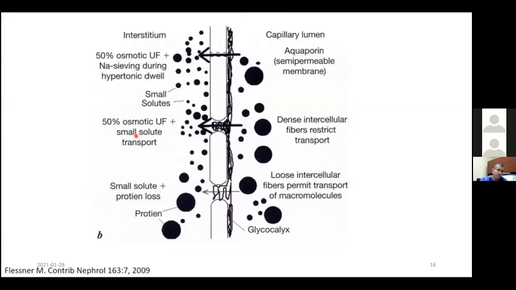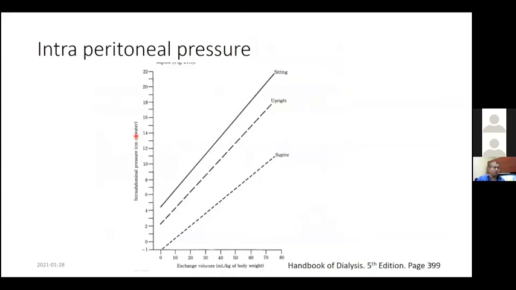Now, this is a graph which shows the pressure in the belly, the intraperitoneal pressure. As you can see, on the x-axis is the exchange volume, mL per kg of body weight, which is especially important for the pediatric age group, where we use 30 mL per kg as a rough formula. And on the y-axis is the intraperitoneal pressure. As you can see, the highest pressure at any time is when the patient is sitting, as we all are sitting right now. If you want to make the pressure minimum, you should go into a supine position. The upright position, which is standing, is in the middle.